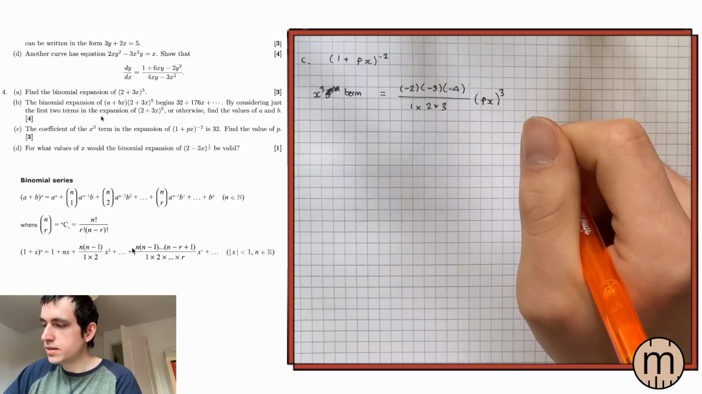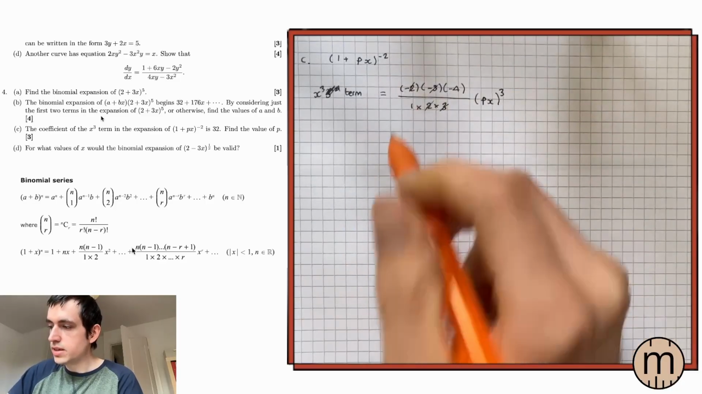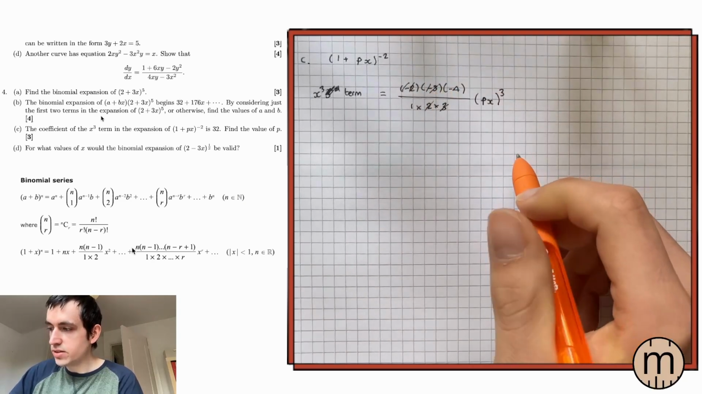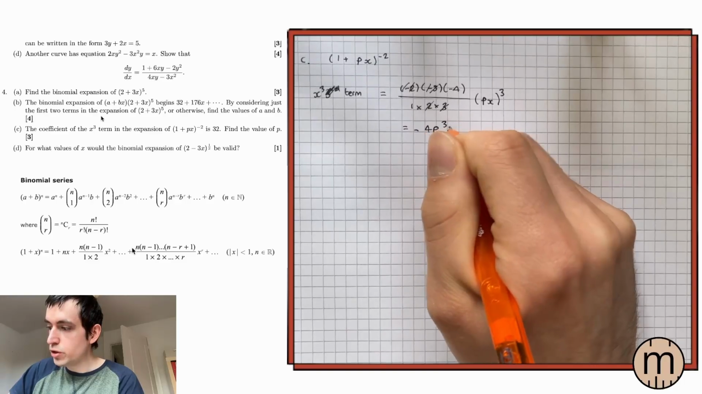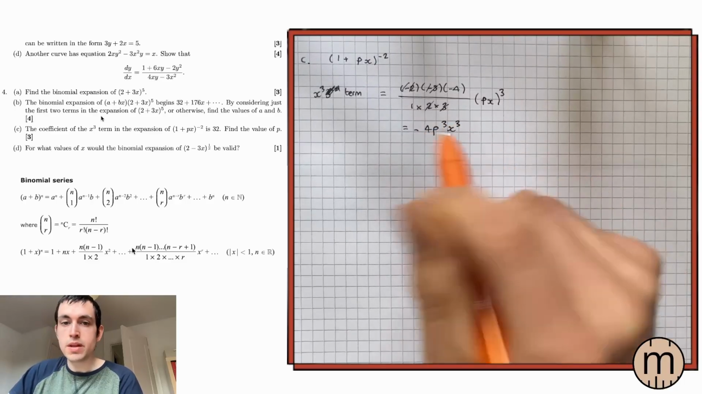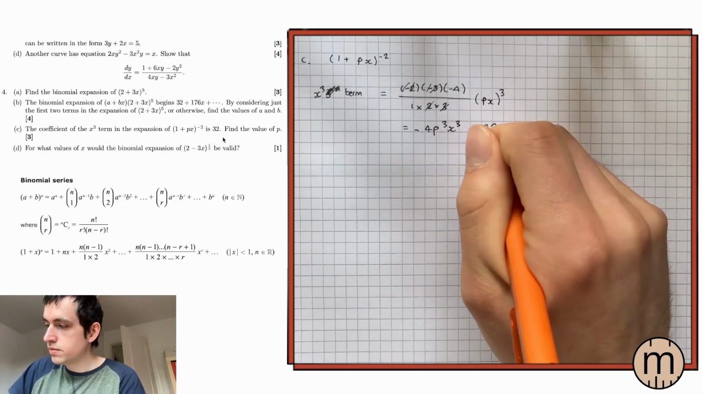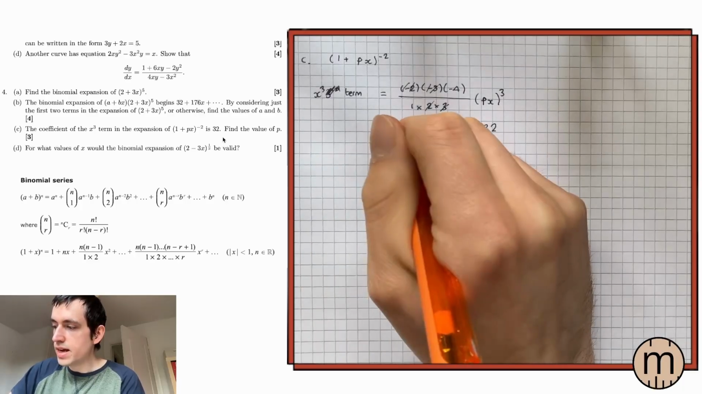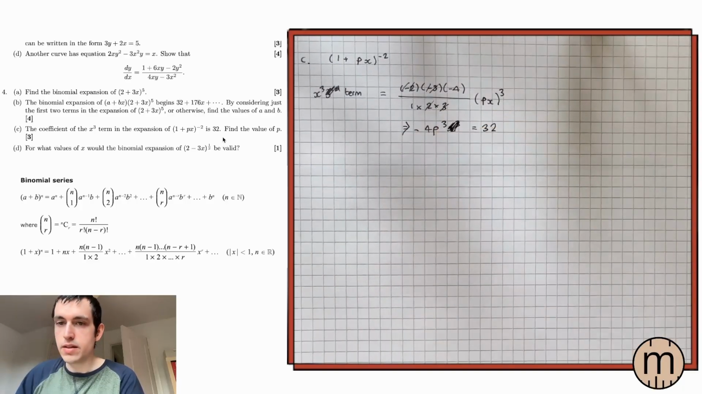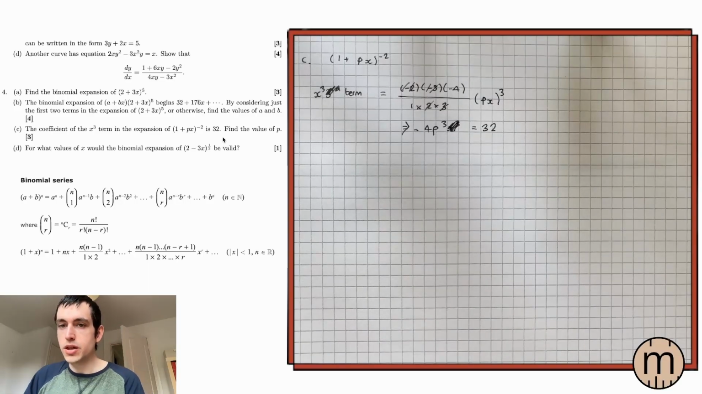Now let's simplify this. That 3 and that 3 will cancel, that 2 and that 2 will cancel, that negative and that negative will cancel, and we're going to be left with -4p cubed x cubed. And we're told in the question that the coefficient is 32. But that doesn't mean that this is true. If the coefficient is 32, then that actually implies that this is true. You can either compare with x's or you can compare without. You can't have the left-hand side with x's and the right-hand side without, or vice versa.